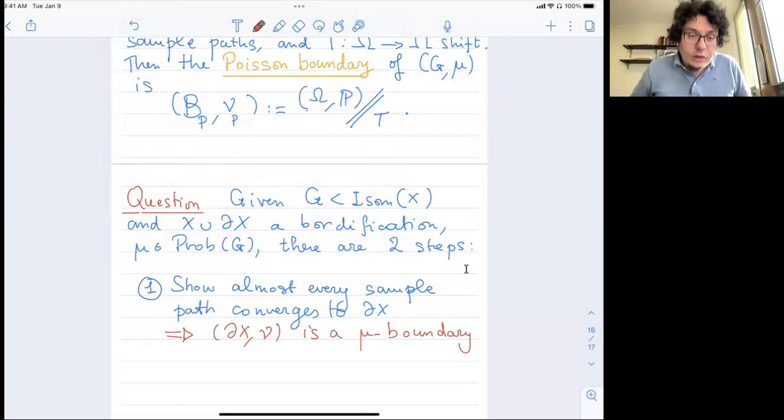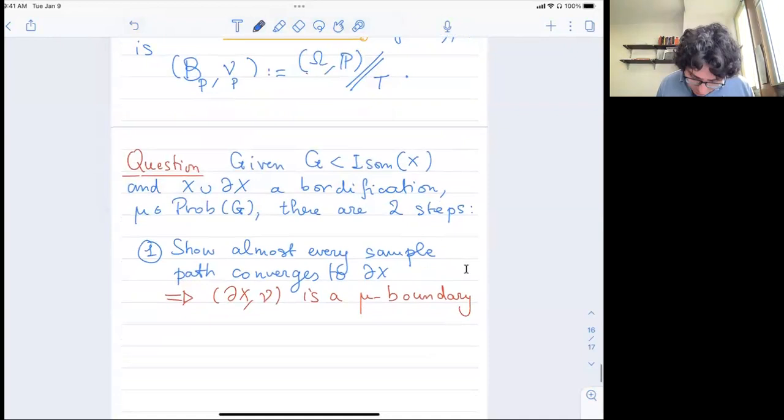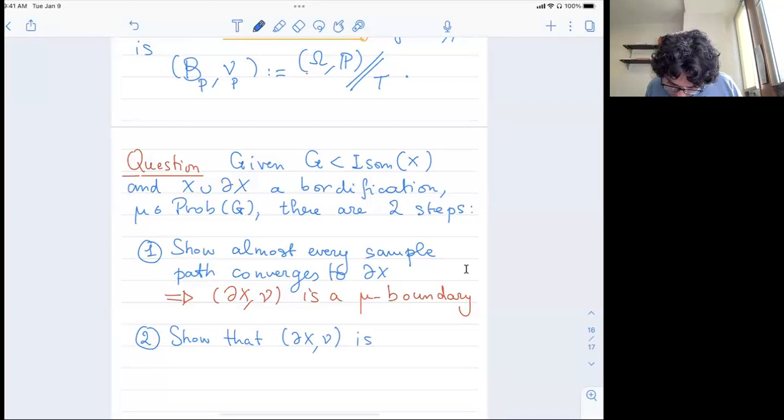But then we have to make sure that this is not just a mu boundary, but it is a Poisson boundary. So show that the boundary of X mu is maximum.